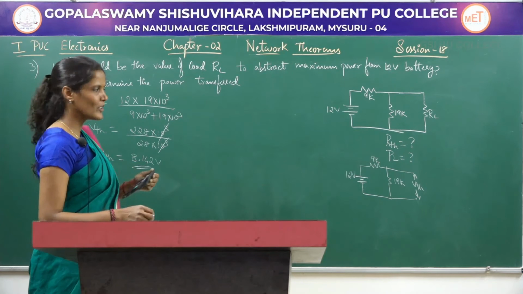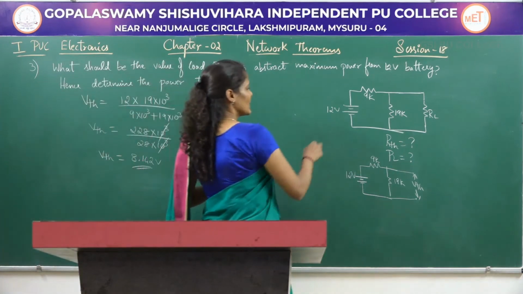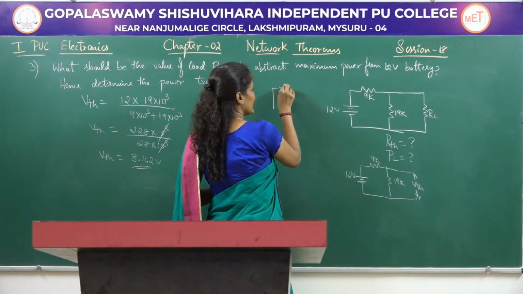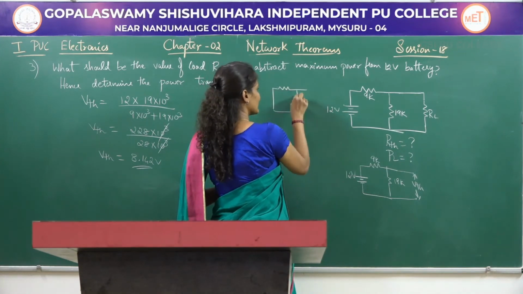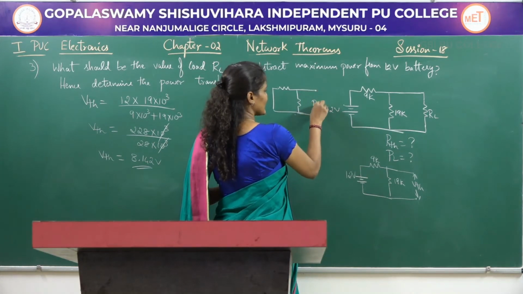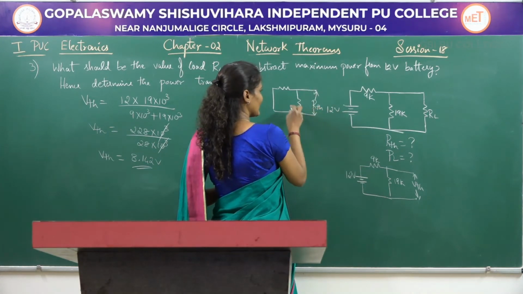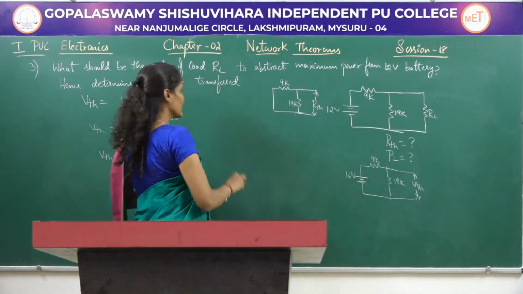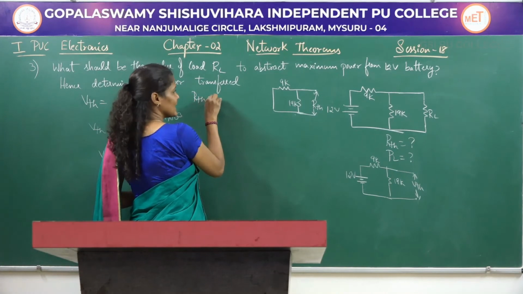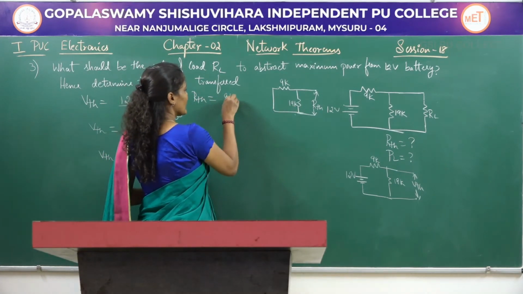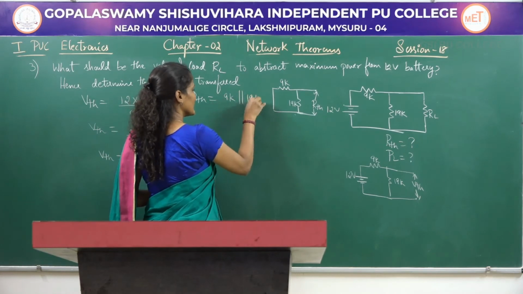In order to find out R Thevenin, we are just going to remove this voltage source and replace that voltage source with its internal resistance. So this is a simple diagram. The resistance across these two ends is called R Thevenin. This is equal to 19 kilo. This is equal to 9 kilo. So R Thevenin is equal to 9K and 19K connected in parallel. So 9 kilo parallel with 19 kilo.